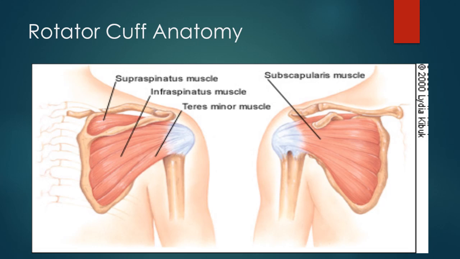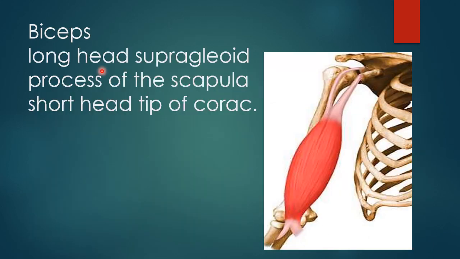So the supraspinatus muscle arises from the suprascapular fossa and inserts into the greater tuberosity. The infraspinatus muscle arises from the infraspinous fossa and inserts also in the greater tuberosity, as well as the teres minor muscle also inserts in the greater tuberosity. The subscapularis muscle is the only one that inserts into the lesser tuberosity. It arises from the subscapularis fossa. In ultrasound, we examine the long head of the biceps tendon, which inserts in the supraglenoid process, while the short head inserts into the coracoid process.